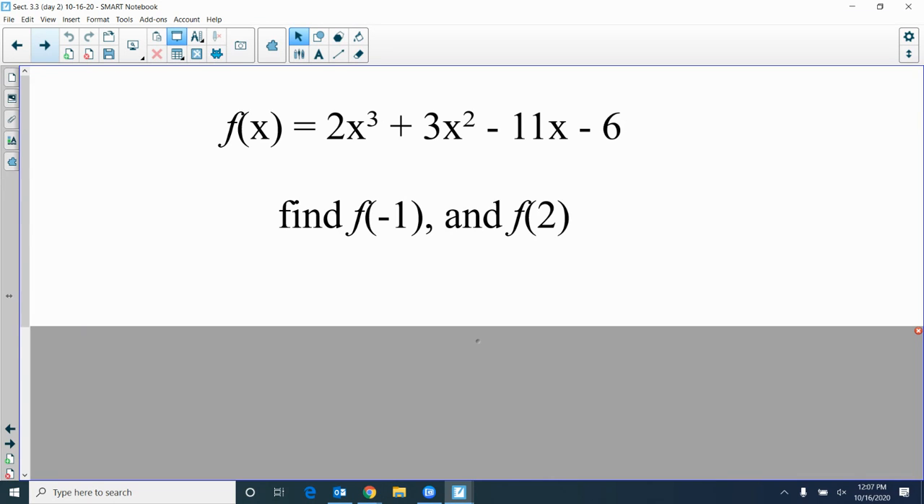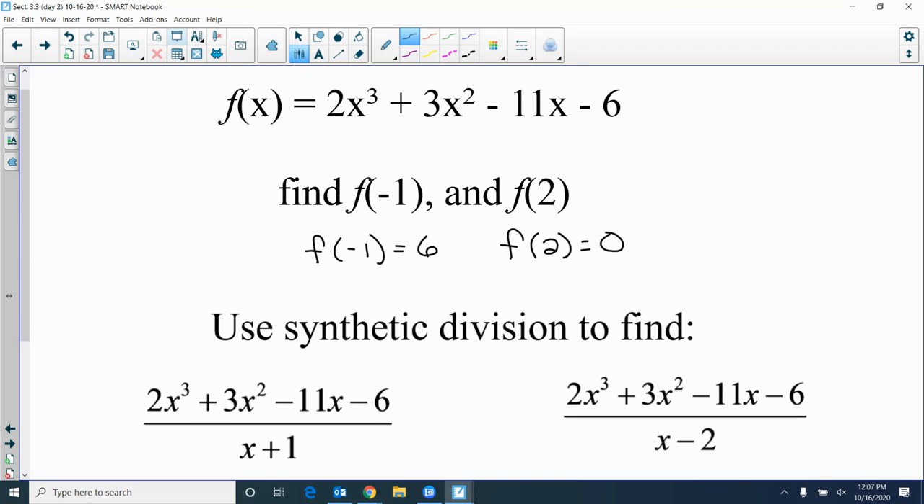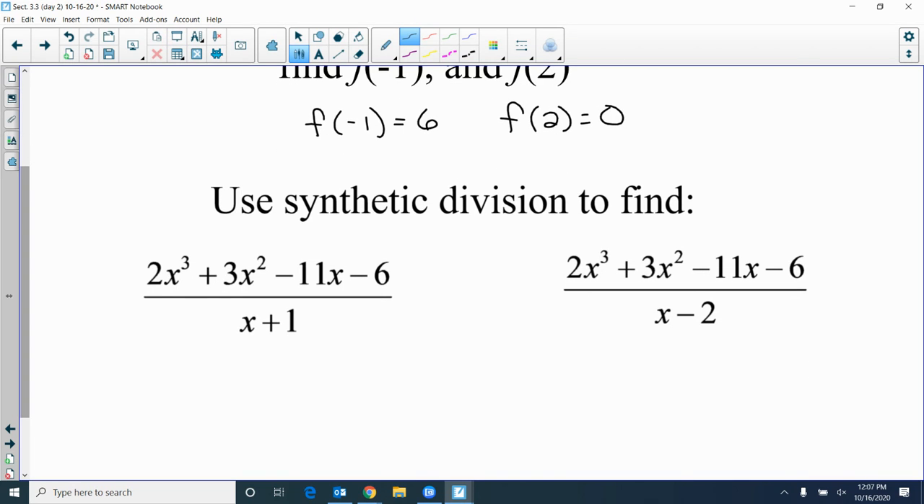Pick up the pace. All right, Mason, what'd you get? I got 6 for -1, and then 0 for 2. Okay, so when you substitute in, you should get f of -1 equals 6, and then f of 2 equals 0. Now, right below that, I want you to use synthetic division to calculate those quotients.